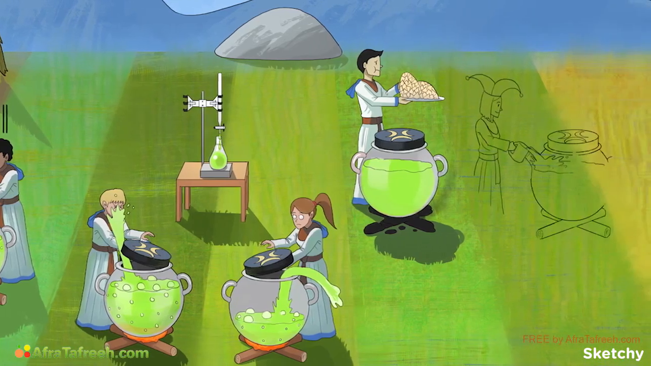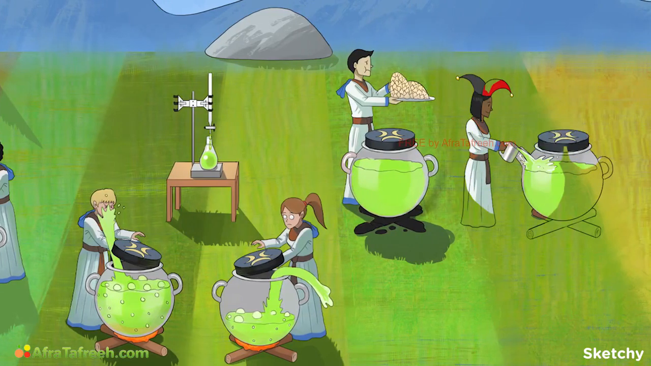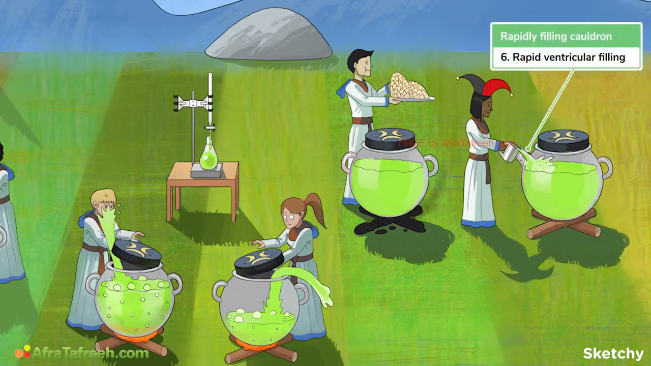Next up is rapid ventricular filling. During this phase, the ventricles relax. Ventricular pressure falls below the atrial pressure, and the AV valves, mitral and tricuspid, open, leading to the passive but rapid filling of the ventricles.